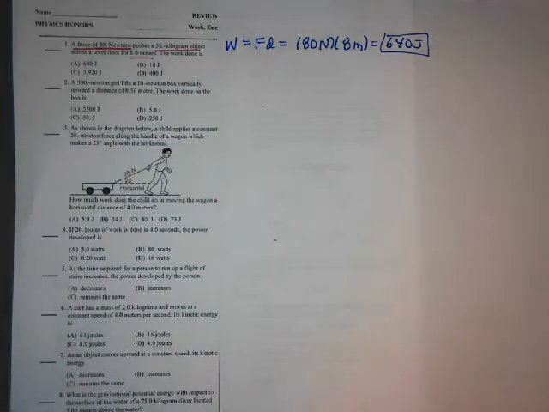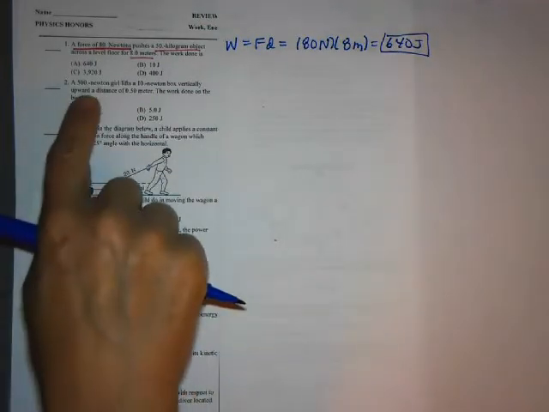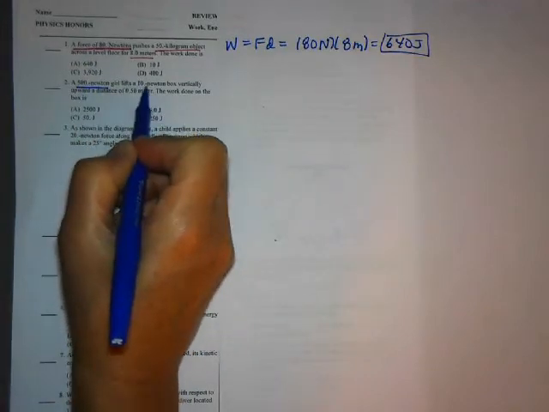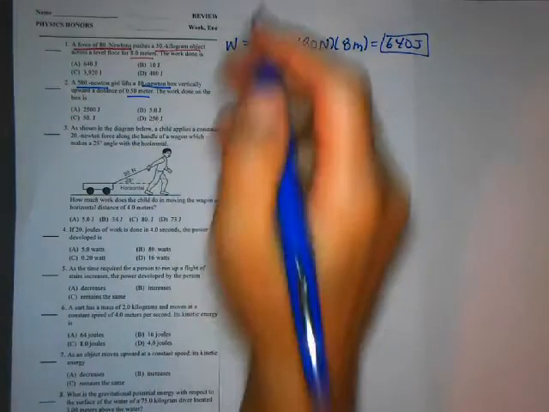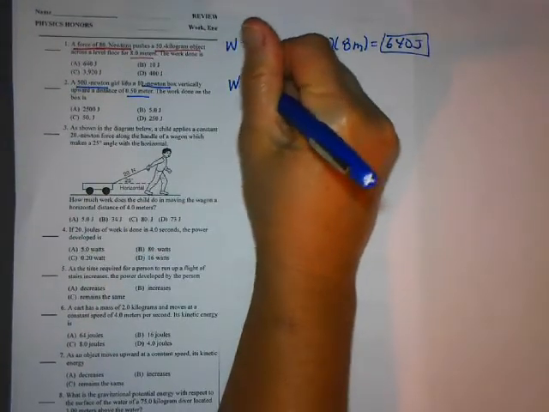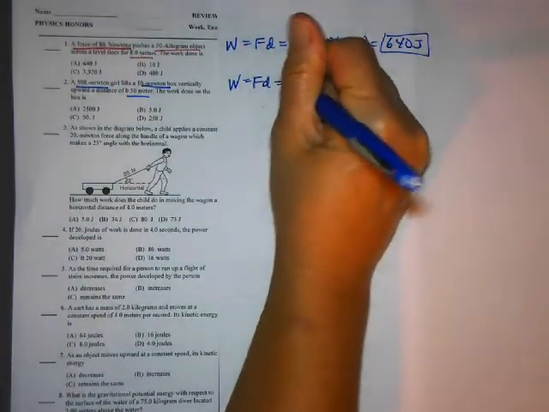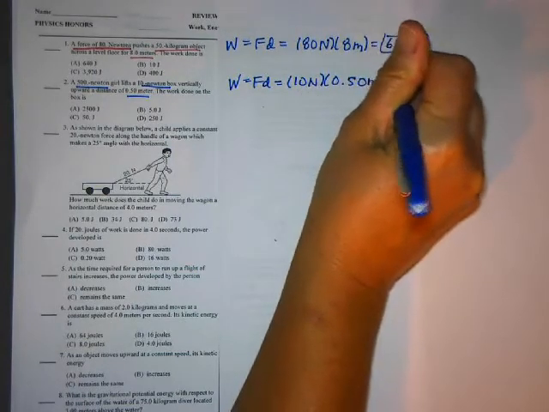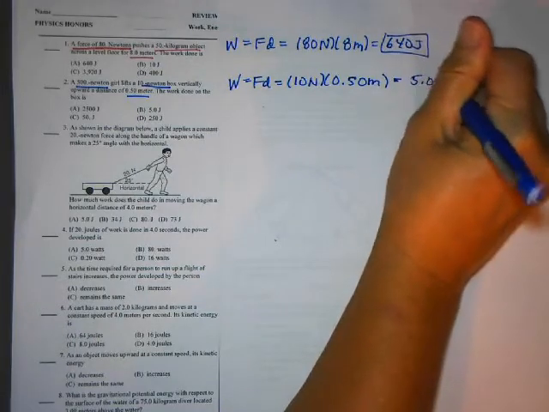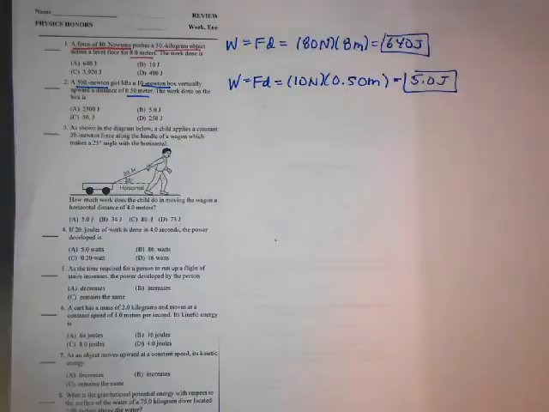Number 2. A 500 newton girl lifts a 10 newton box vertically a distance of 0.5 meters. The work done on the box is, so work is equal to FD, and we want the work on the box, so it's 10 newtons times 0.5 meters, which is 5 joules. The girl's mass is not being displaced. So when we read these questions, we have to be careful with what we're reading.